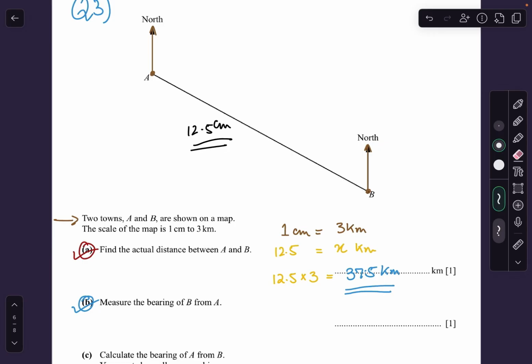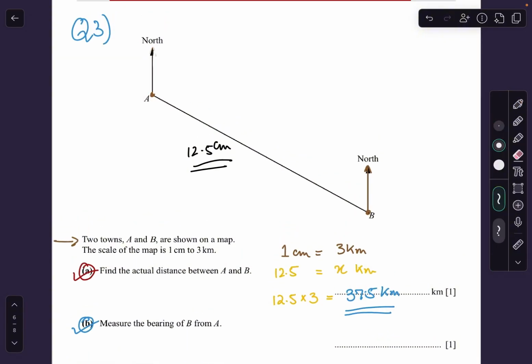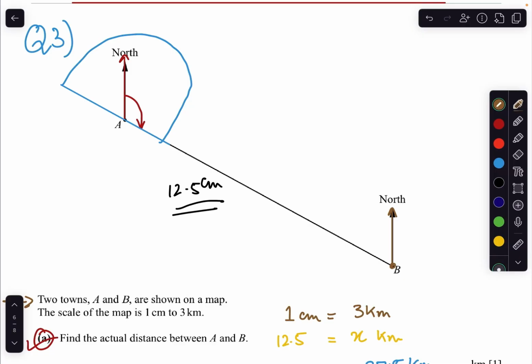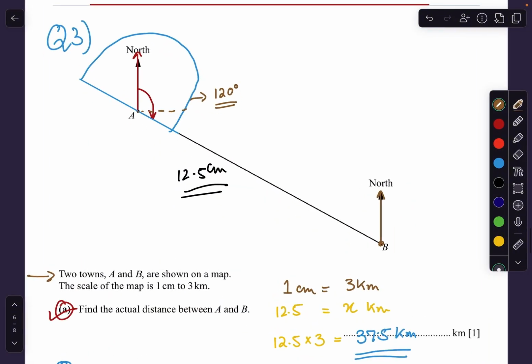Part B. Measure the bearing of B from A. Now remember the word showing here is measure. Measure means you have to use your protractor to get the bearing of B from A. First of all, we find A, because we are measuring from A, so the north of A is this one. From the north of A you have to use your protractor. I cannot get the angle directly here, but we know this would be almost 90 degrees, and if we increase that approximately, it's going to be 120 degrees.